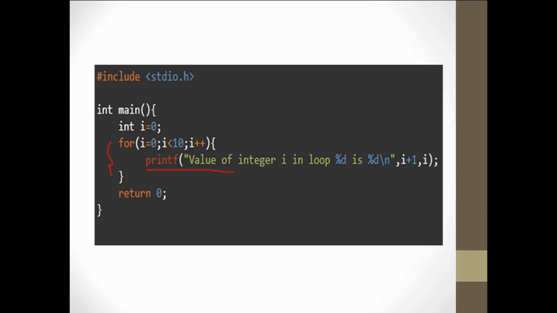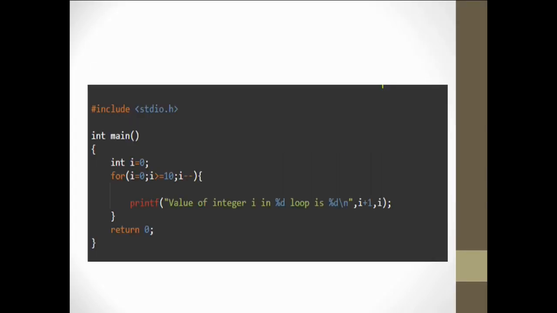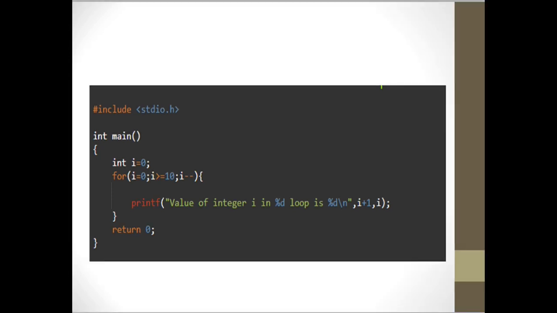Next question is also a for loop, and here also I'm printing this statement, value of integer I in %d loop. Here, at the place of the first %d it will print the first variable value, which is I plus 1, and at the second %d place it will print the value of I. So you have to check what will be the output of this program. I will give 35 seconds for this as well. Okay, so try to solve this.